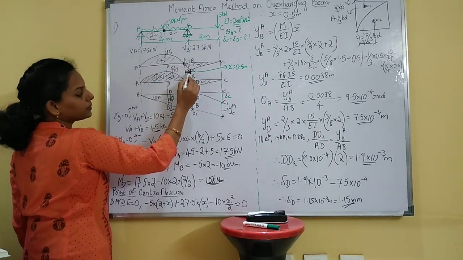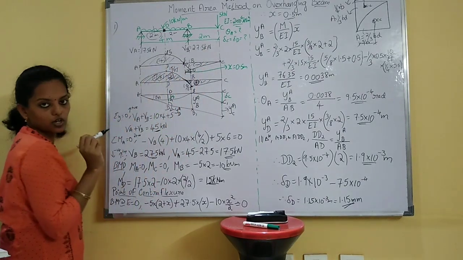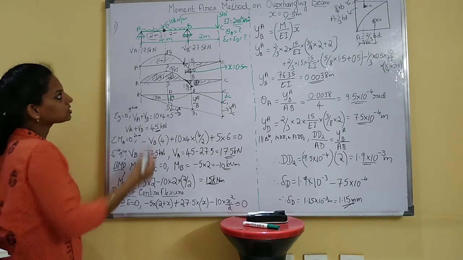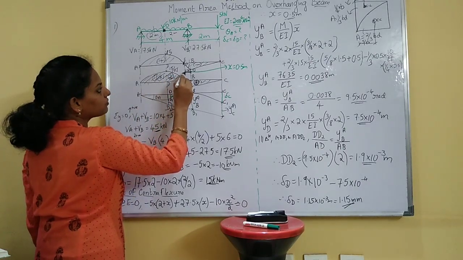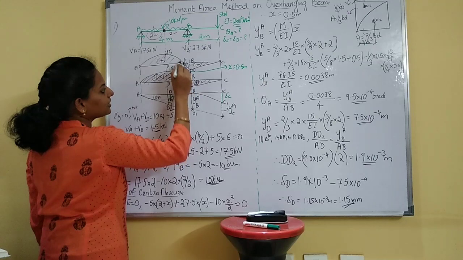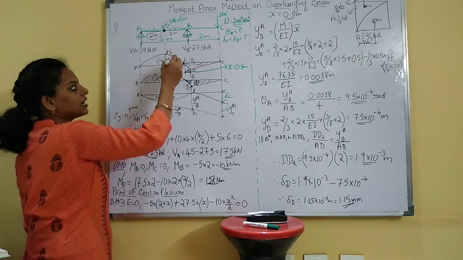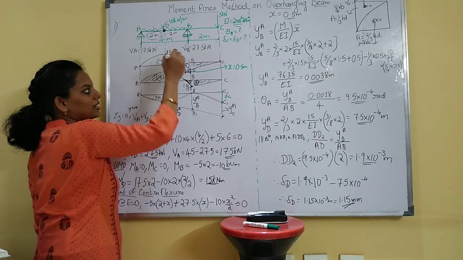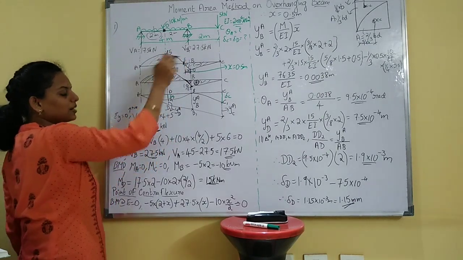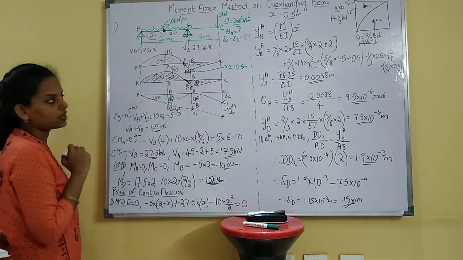For the UDL it will be a parabolic curve and this is your straight line. Next, for calculation we want this distance. This point is nothing but the point of contraflexion. That is, where it changes sign from plus to minus or minus to plus. That point is nothing but your point of contraflexion.